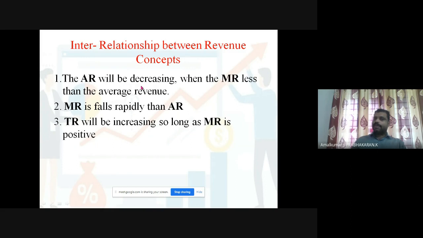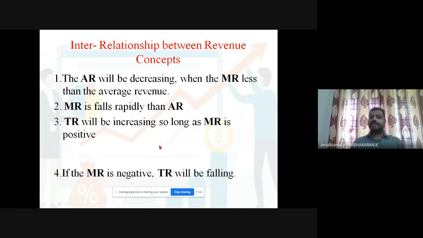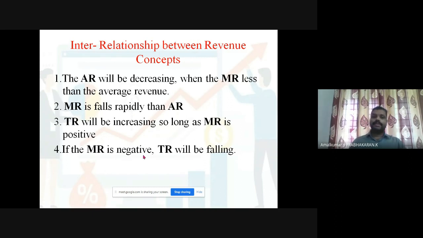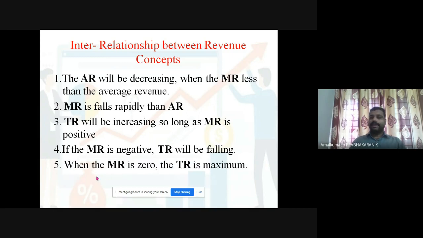Then the average revenue will be decreasing when the marginal revenue is less than the average revenue. Another one, the marginal revenue falls more rapidly than the average revenue. The total revenue will be increasing so long as marginal revenue is positive. If the marginal revenue is negative, the total revenue will be falling. When the marginal revenue is zero, the total revenue is maximum. These are the different situations.